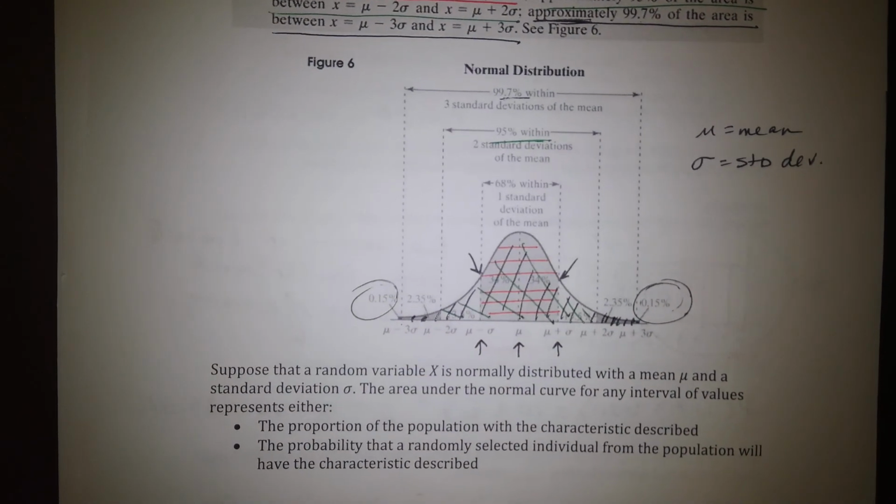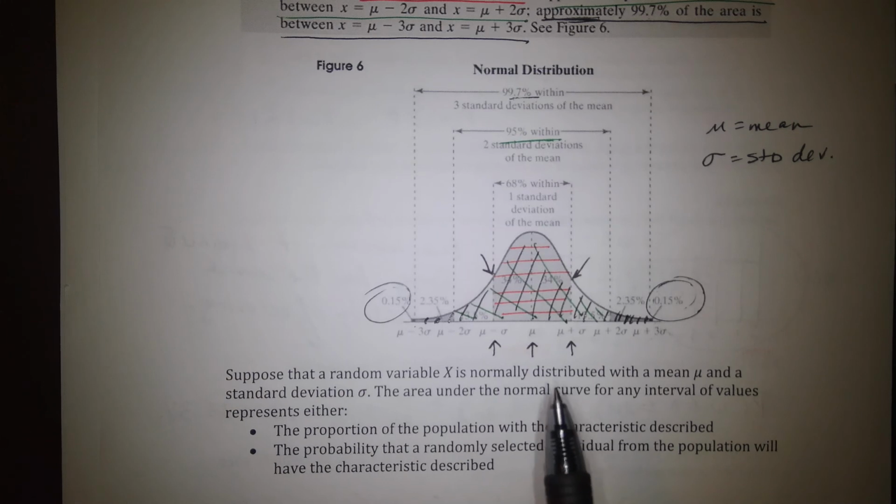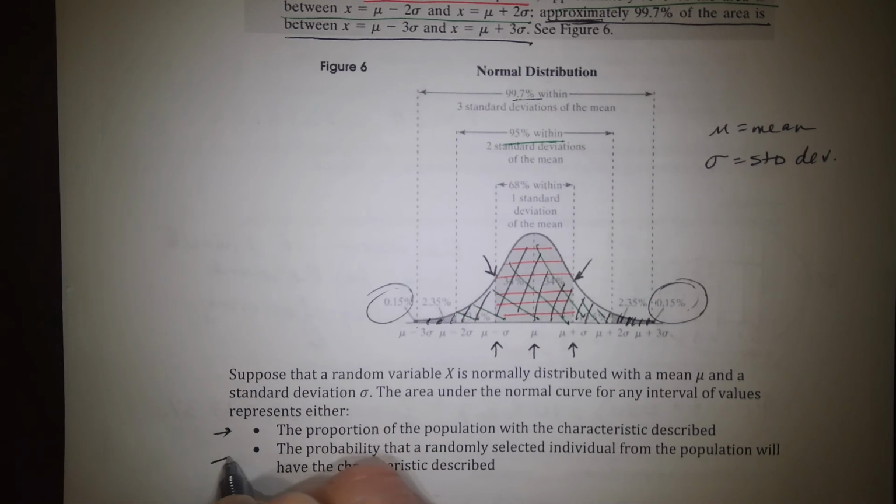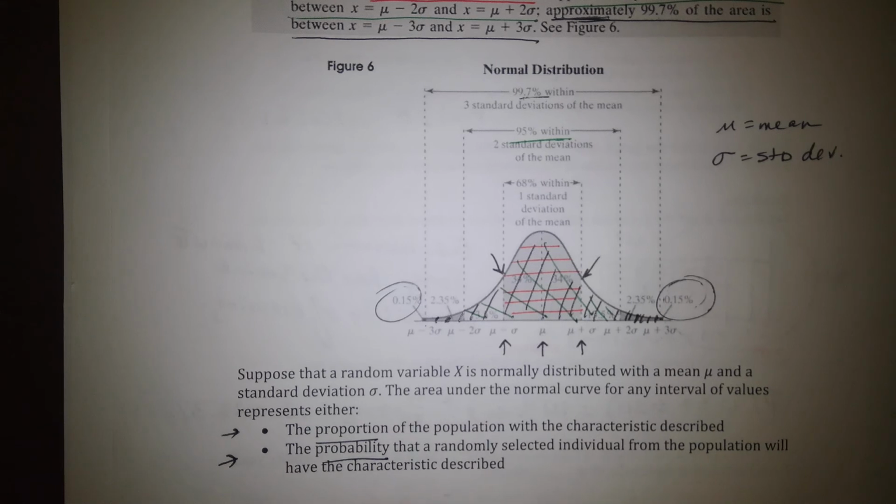So suppose a random variable x is normally distributed like above with a mean and a standard deviation. The area under the normal curve for any interval of values represents either the proportion of the population with that characteristic or the probability that a randomly selected individual from the population will have that characteristic. We can describe them either way. Proportion and probability in essence mean the same thing.